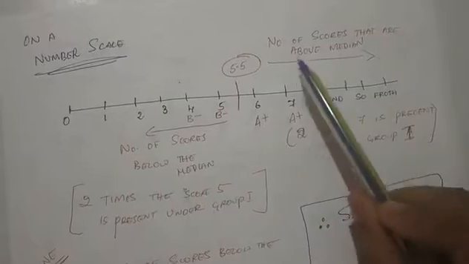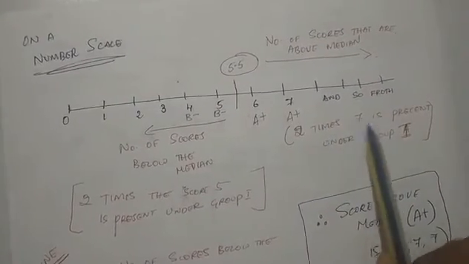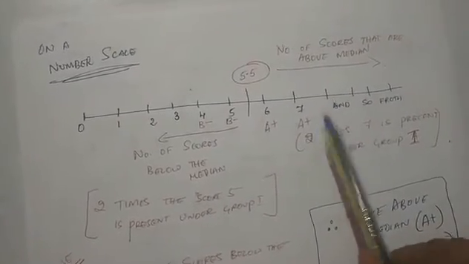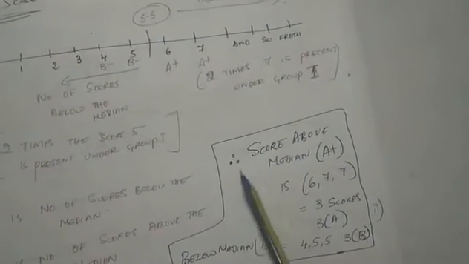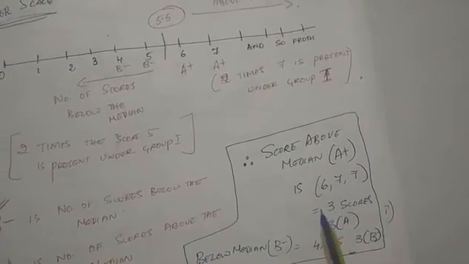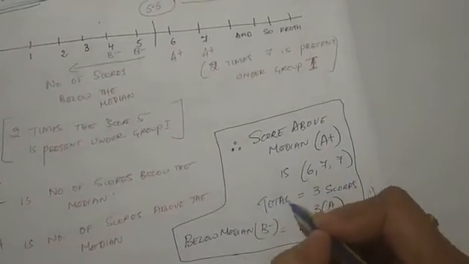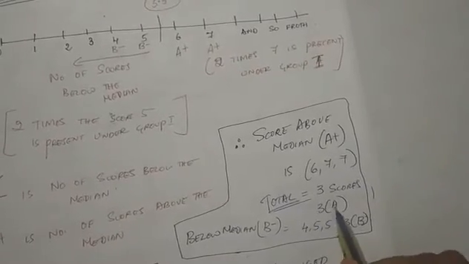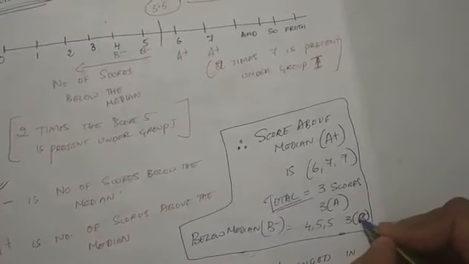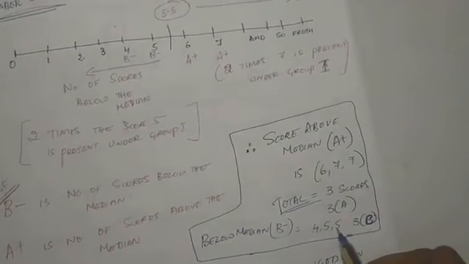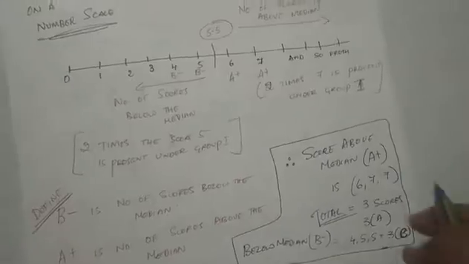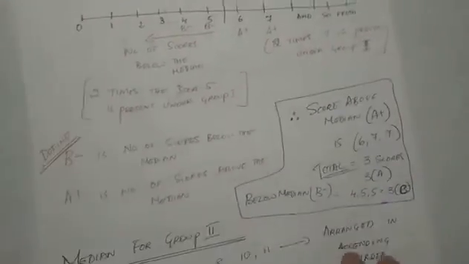Above the median, you have the score 7 present twice under group 1, so you will count it twice. The scores above the median, A plus, are 6, 7 and 7. Total 3 scores. Therefore 3 A. And below the median, that is B minus, is 4, 5 and 5. So again you have 3 scores. You call it 3C when you are entering it into the contingency table.